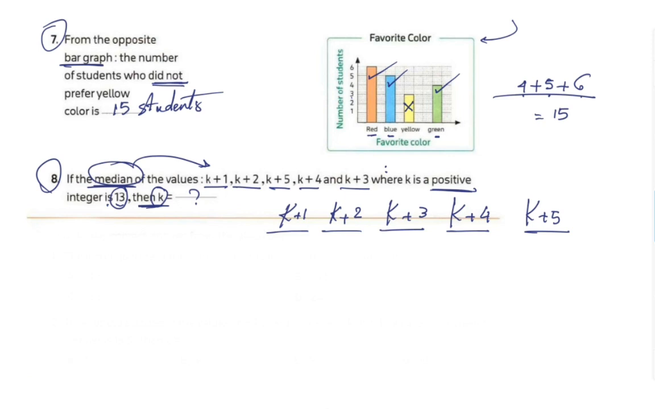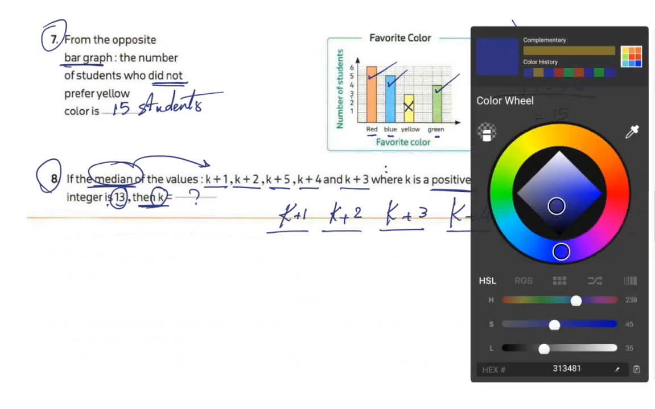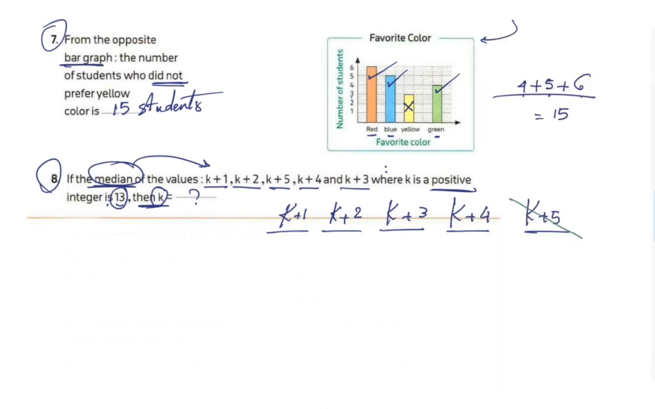To find the median, just delete one from each side. Delete one from right, one from left, one from right, one from left. Now, what's the median? K plus 3. But he said the median equals what? Equals 13. That means k plus 3 equals 13, because I found it as the median.